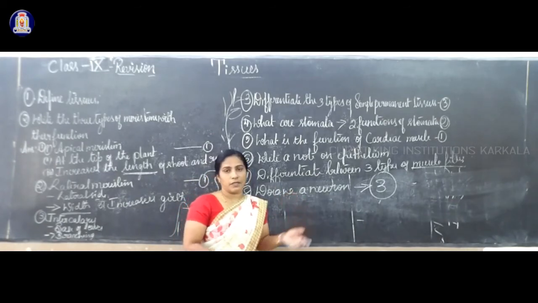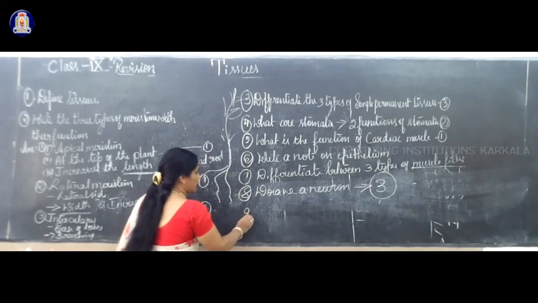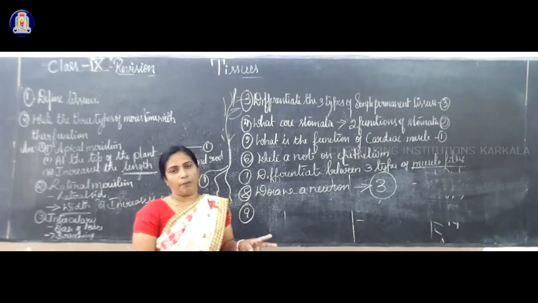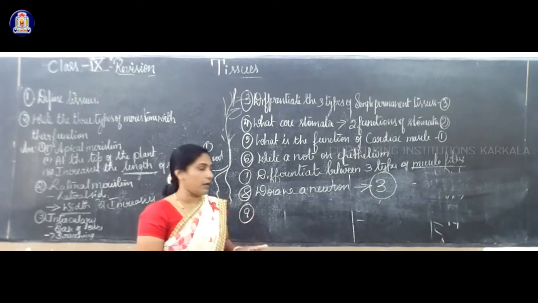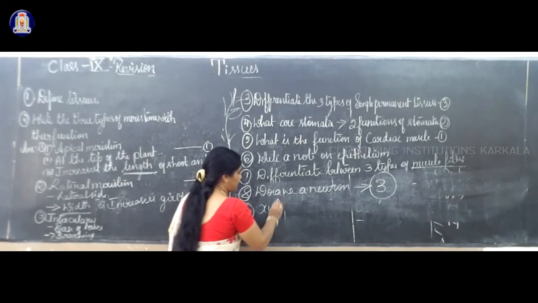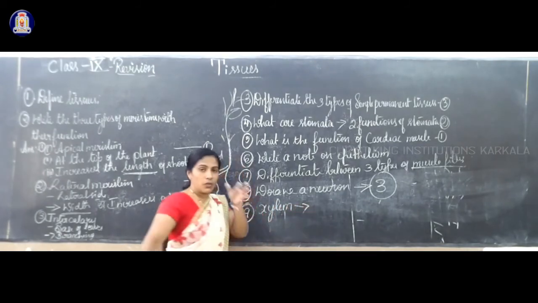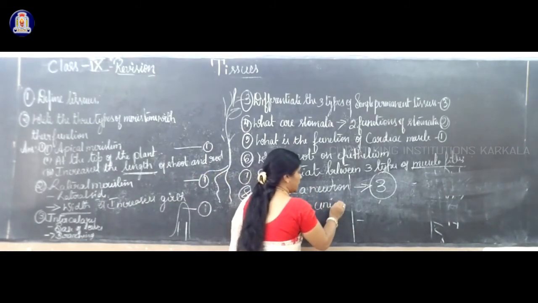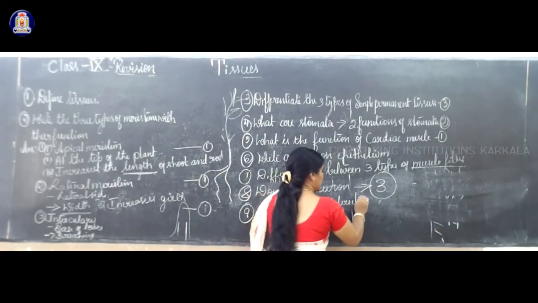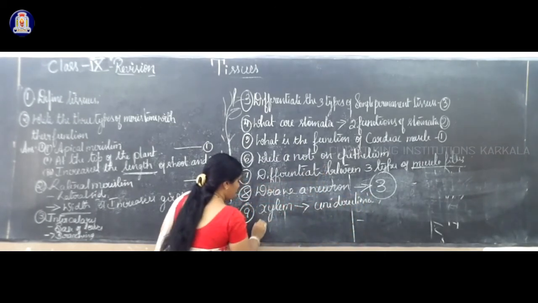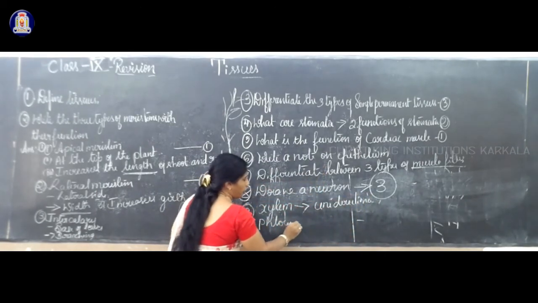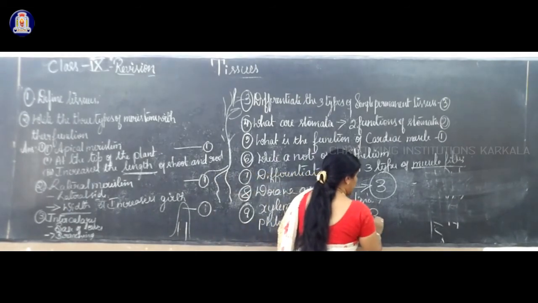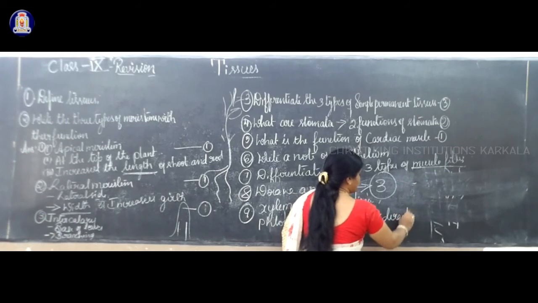Sometimes they ask for simple permanent tissue. The last one is write a note on complex permanent tissue, or the 2 types of complex permanent tissue, and also their function. So the first one is xylem, water conducting tissue. So the water will flow unidirectionally. Second one, phloem, food conducting tissue. So it is bidirectional.